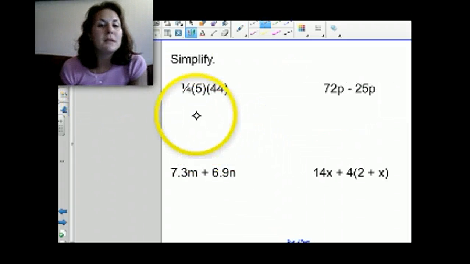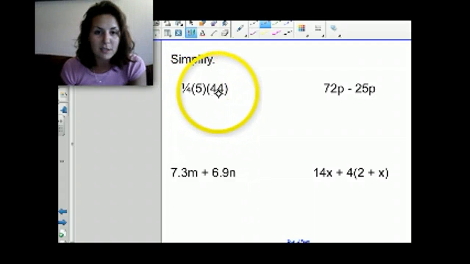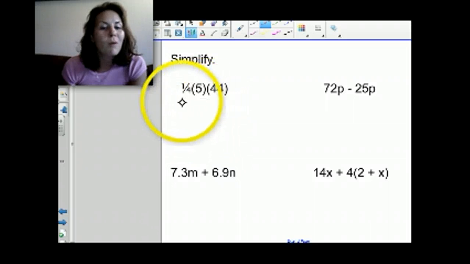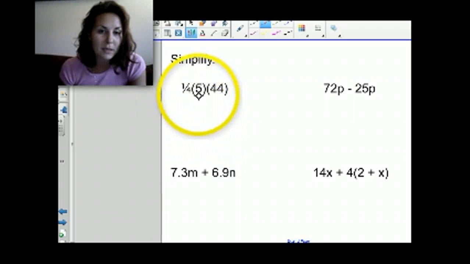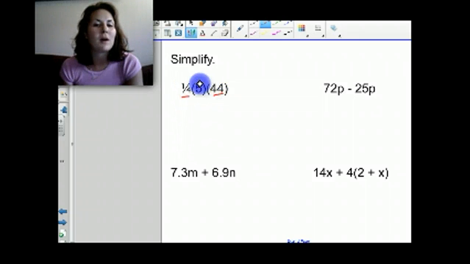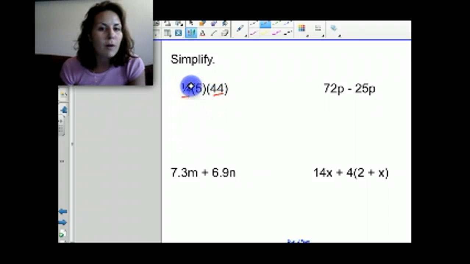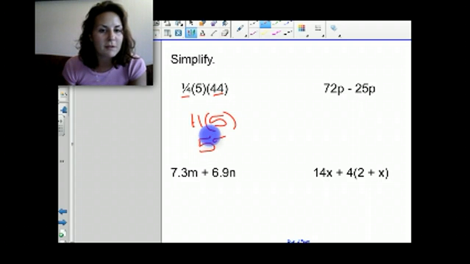Okay, these properties work. 1/4 times 5 times 44. A lot of you could plug these right into your calculator, right? But what we want to do is simplify that by hand. Now 1/4 times 5 is going to give me fractions. But if I take 1/4 times 44, 44 is divisible by 4. So I'm going to use that property. 1/4 times 44 is 11. And I still have times 5. I end up with 55.